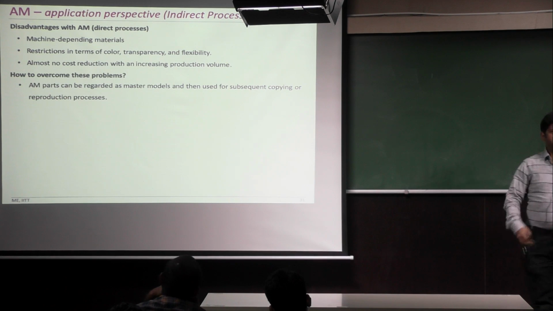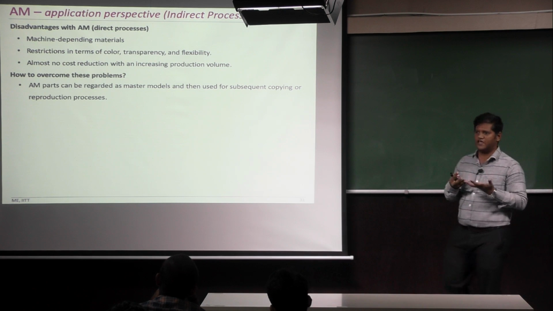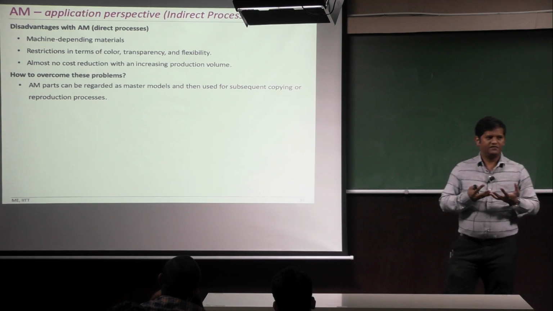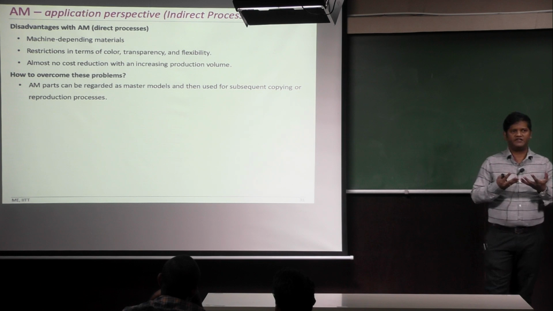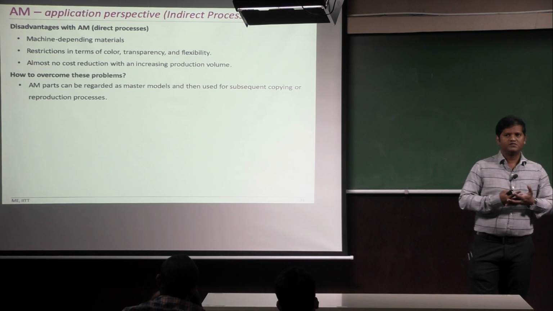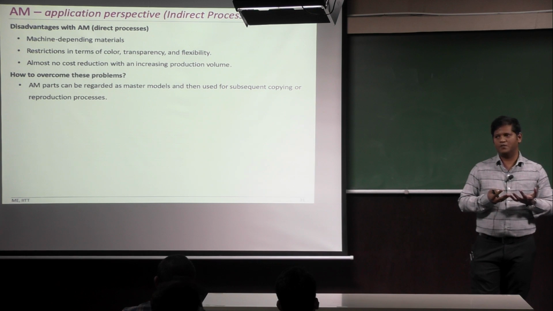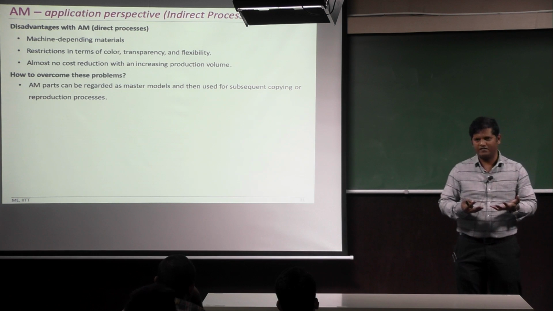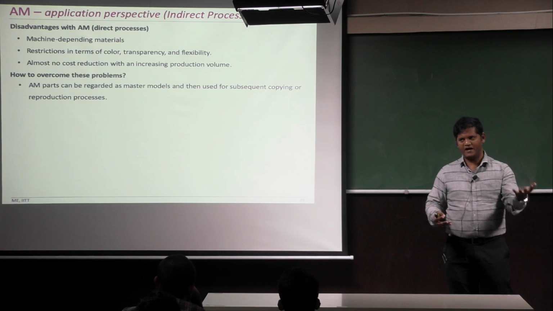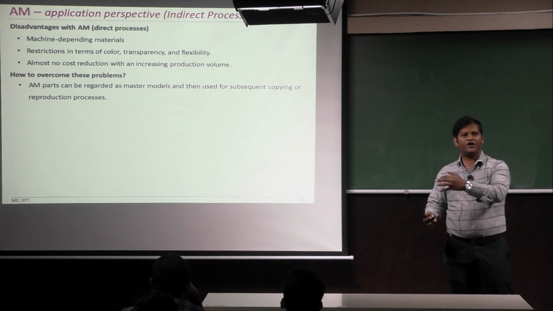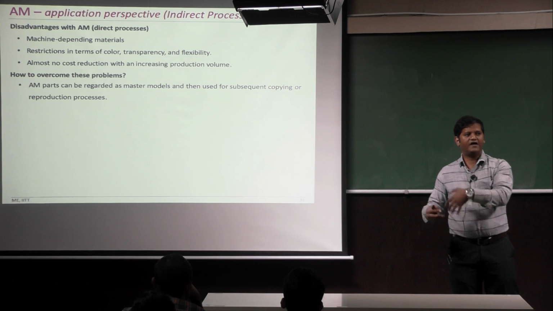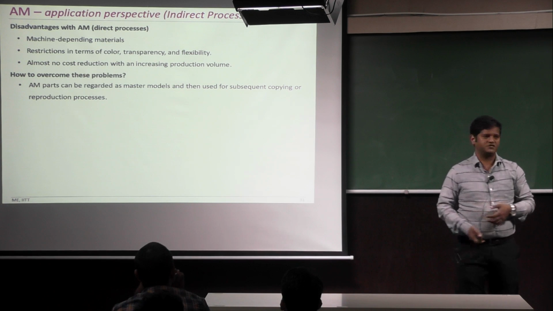Here, in simple terms, we make the master pattern using an AM process, and we use this master pattern. This master pattern has geometry exactly equivalent to the design, with the exact dimensions. Now we use this master pattern to make components incorporating the required properties, for example colors and transparencies, by using some reproduction or copying processes.